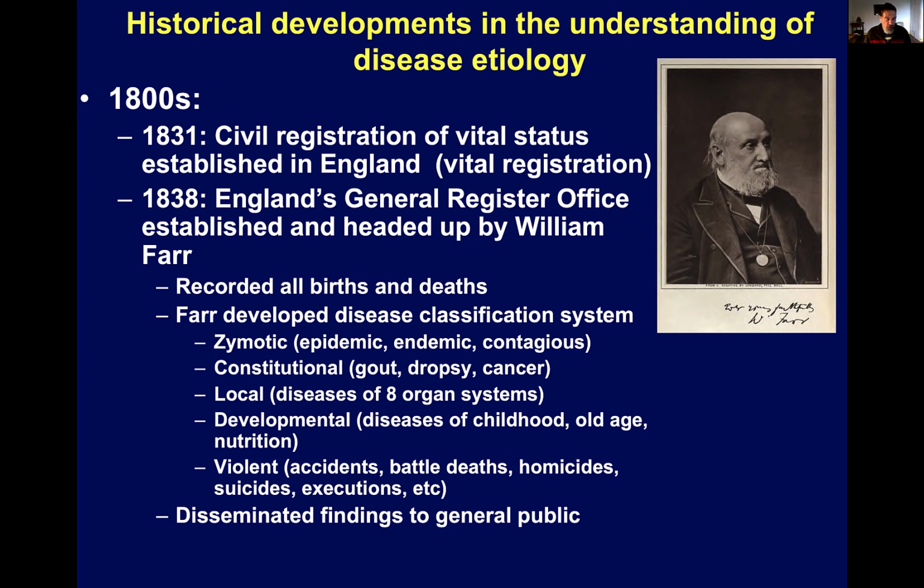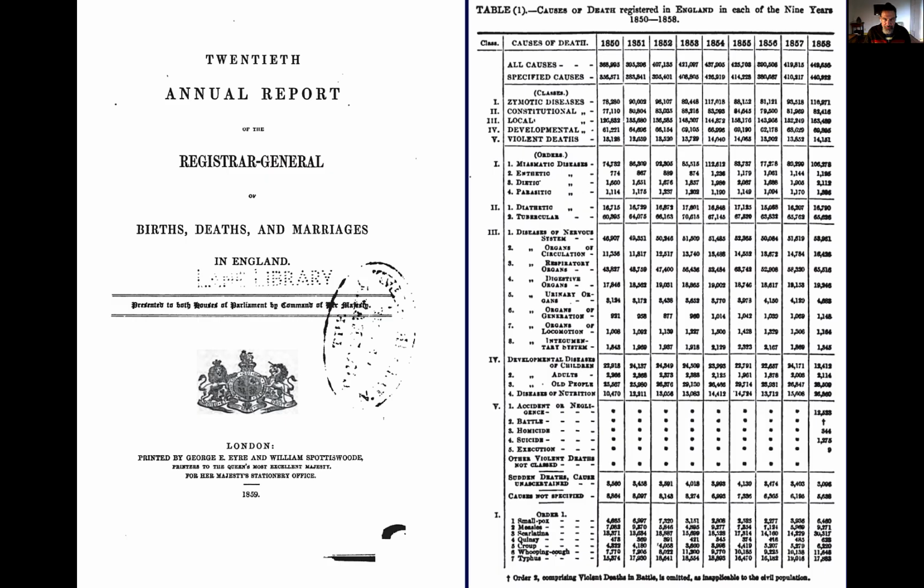There were broad groupings here, and the infectious diseases largely fall into this category called zymotic diseases, which were epidemic, endemic, and contagious diseases. And there were other groupings, as you can see, different organ systems and violent deaths. And importantly, he would disseminate these findings to the general public on a regular basis.